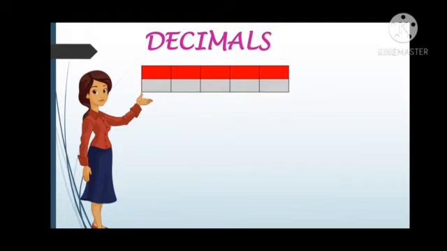Children, we have learned how to make fraction of shaded part in fraction chapter. So, if total boxes are 10 and out of 10, 5 are shaded, we write 5 by 10. There is another way to write this fraction as 0.5. This is known as decimal number or decimal.